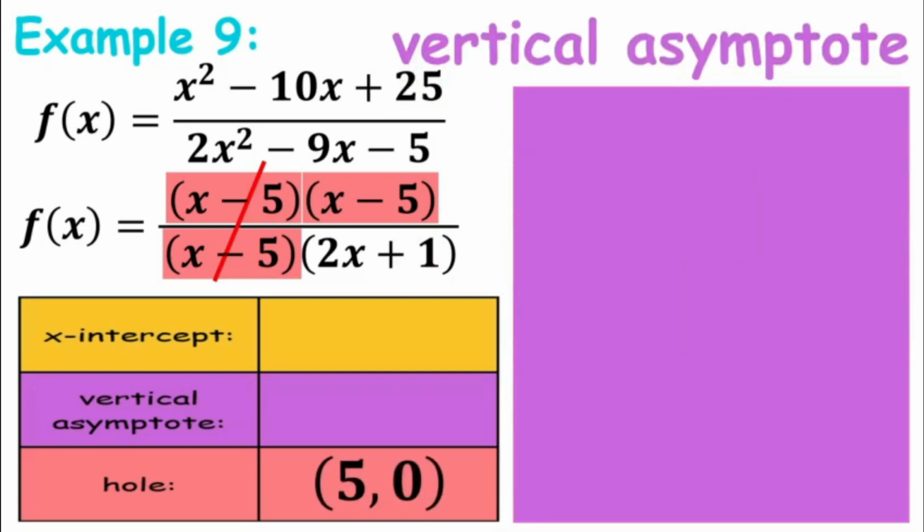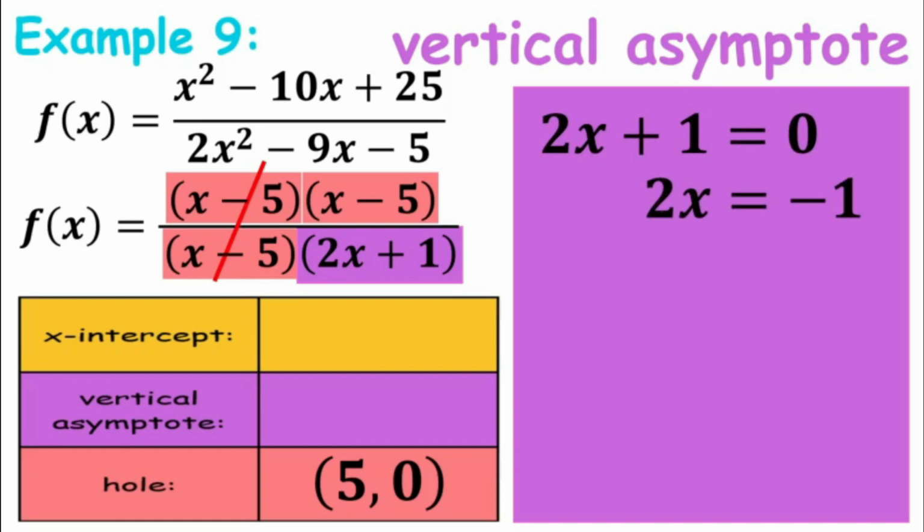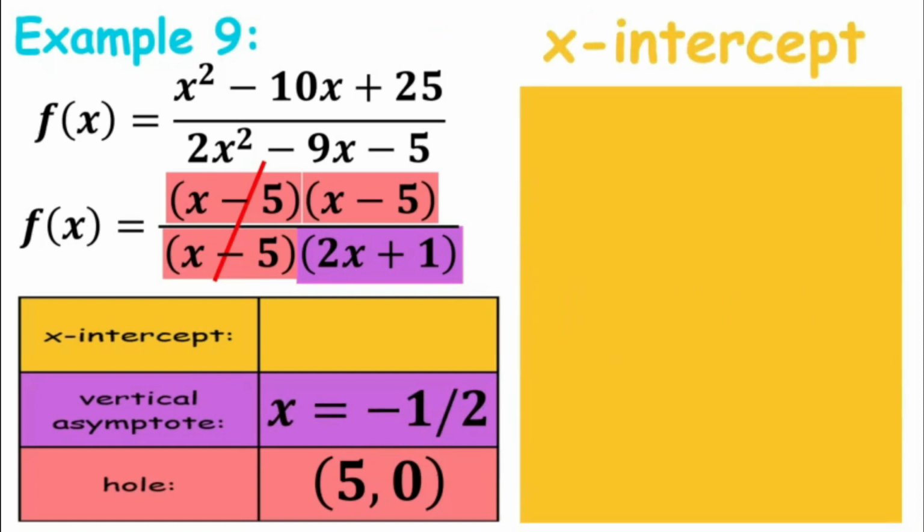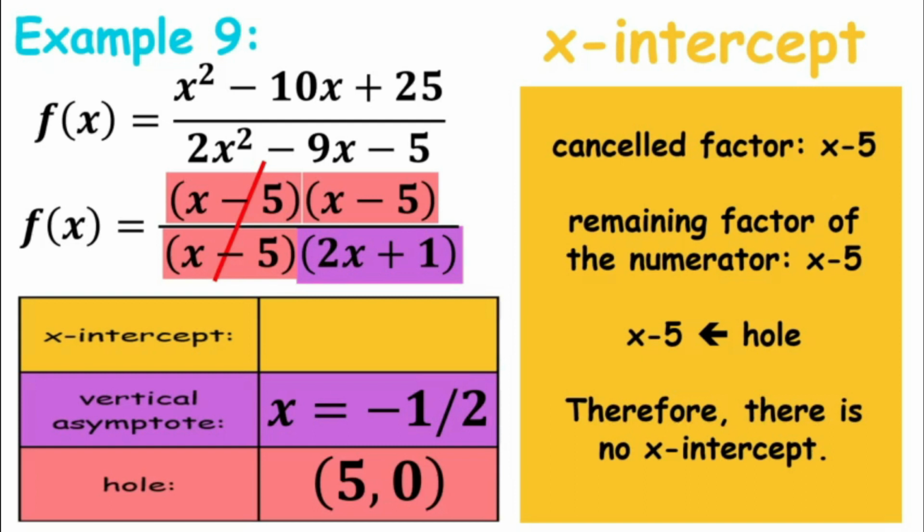For the vertical asymptote, we have 2x plus 1 is equal to 0. Transpose positive 1, we have 2x is equal to negative 1. Divide both sides by 2, we have x is equal to negative 1 half. The vertical asymptote is x is equal to negative 1 half. For the x-intercept, since x minus 5 will give the hole, we can say that the rational function has no x-intercept.